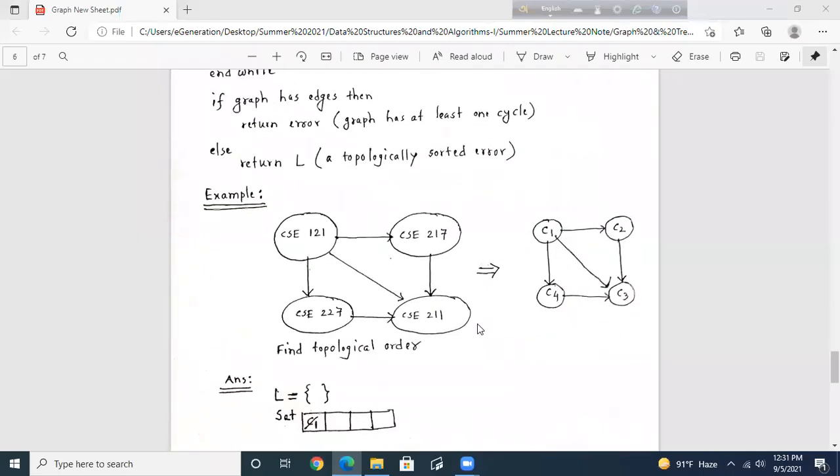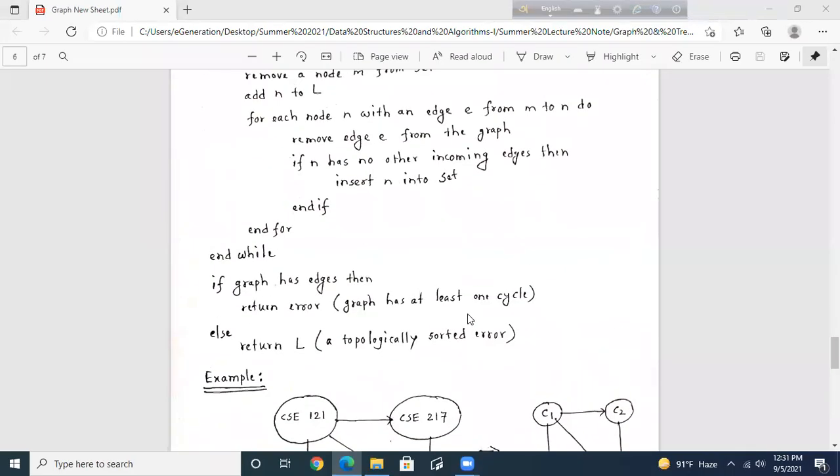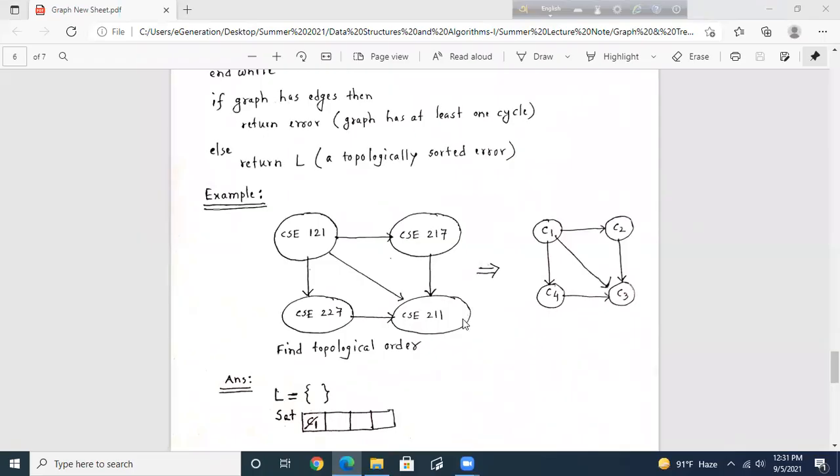Now the example: dear student, last class I gave you an example. Today I will discuss that example again to clarify it. Here CAC 121, CAC 217, CAC 211, CAC 227. I have taken 4 courses.